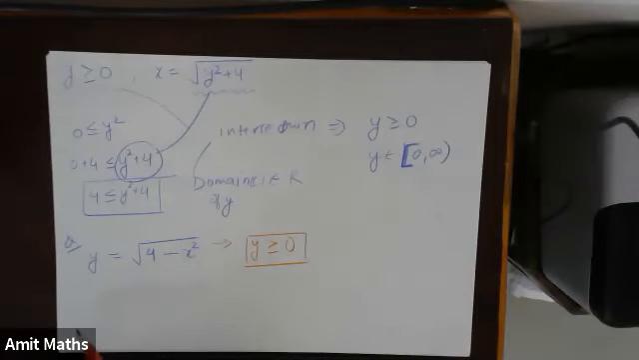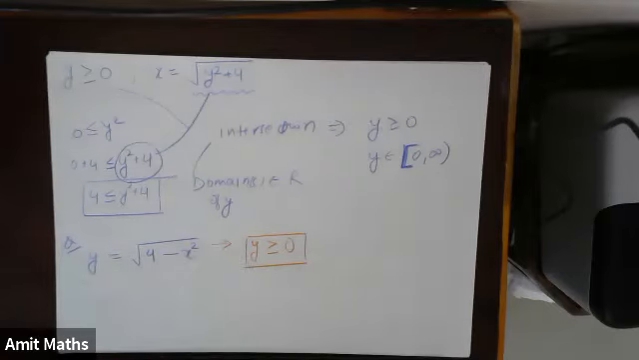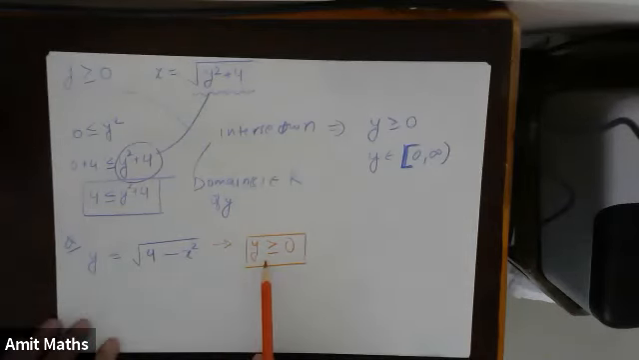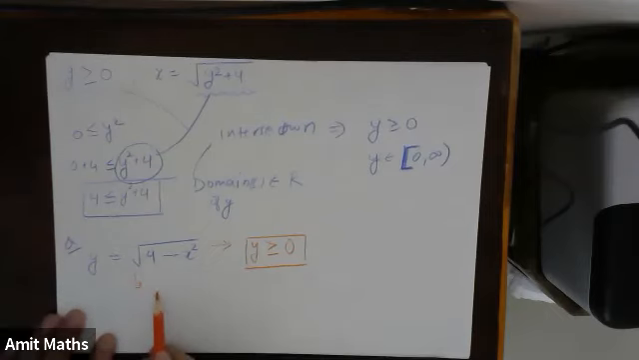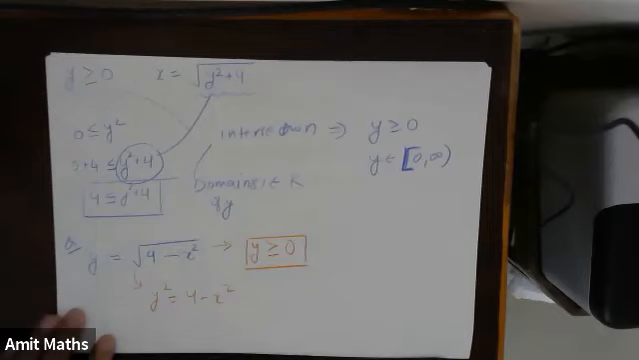In terms of inequality, you have to consider different conditions, like when this is negative, when this is positive, and so on, and we have already seen those things. Okay, so we have already taken the condition on y, that y should be greater than or equal to 0. Now we will square. On squaring, this becomes y square is equal to 4 minus x square. Just we have squared both sides.